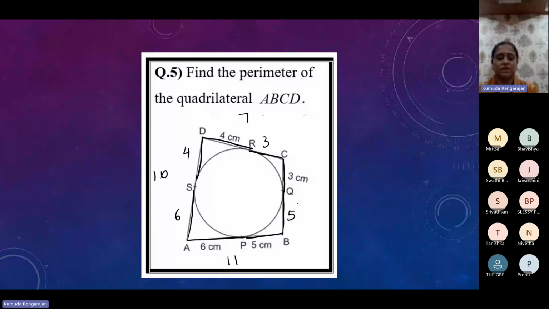So how much is QR then? QR is from here to here. This is 3.8, this one is 3.8. So 7.6.